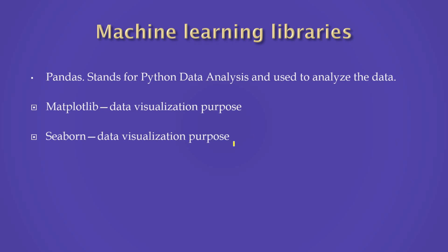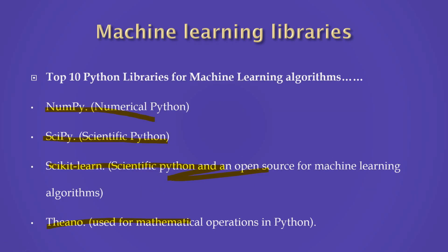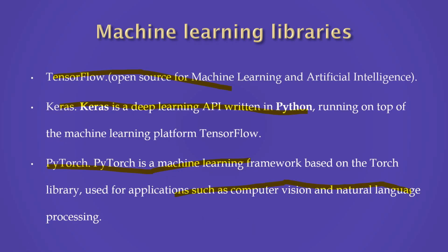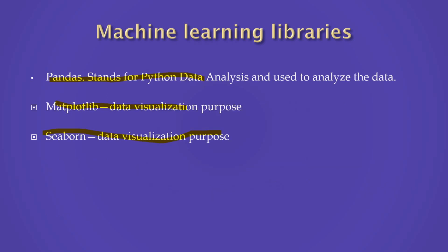Another one is Pandas, Python data analysis, and Matplotlib and Seaborn for data visualization. So all these are the machine learning libraries that we are going to see: NumPy, SciPy, Scikit-learn, Theano, TensorFlow, Keras, PyTorch, Pandas, Matplotlib, Seaborn. These are the various machine learning libraries that we are going to use for machine learning applications in Python. So this is the video on machine learning methods.